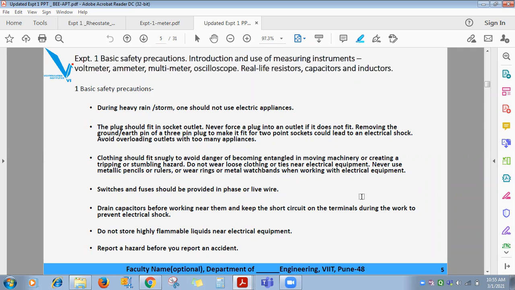What is it? In the second experiment we are going to see it in detail. Under the ground, an earthing arrangement is provided for each and every building. So from the socket earthing terminal, one wire is connected to the earthing of that building. For what purpose is earthing there?